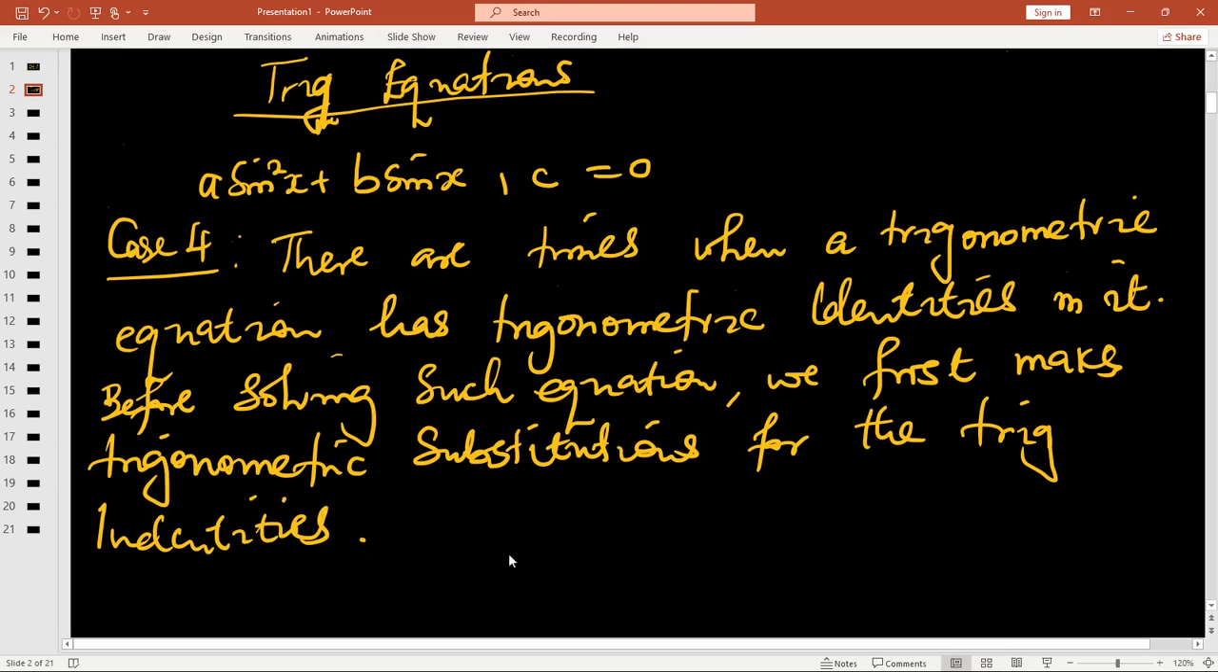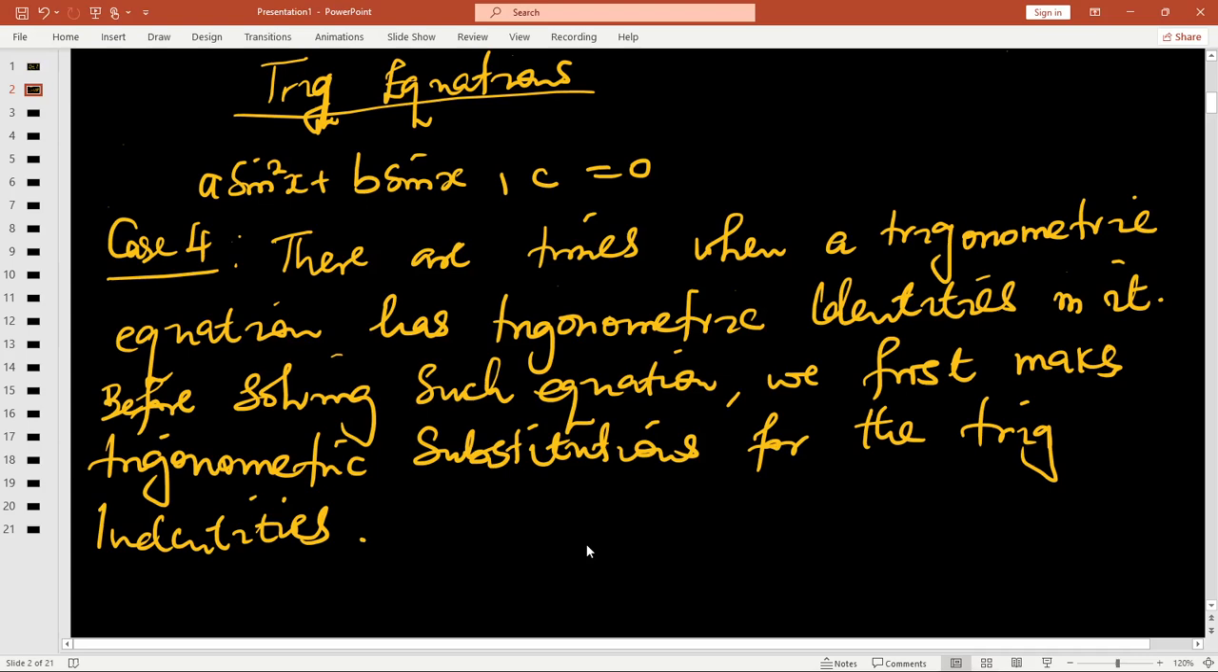Like this here. Okay, so we're simply saying for case number 4, there are instances when you're given a trigonometric equation that has trig identities in it. So what you simply need to do there is identify the trigonometric identities that are there. Then you look for the suitable identities and substitute them in the equation that you have, and then we can start solving them like that.